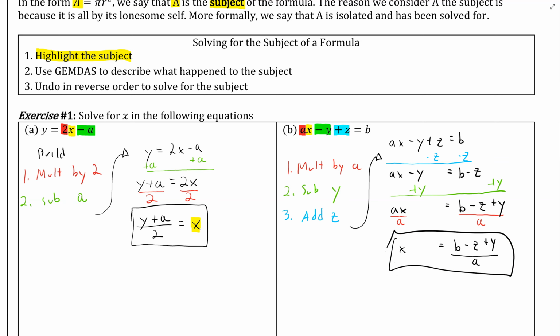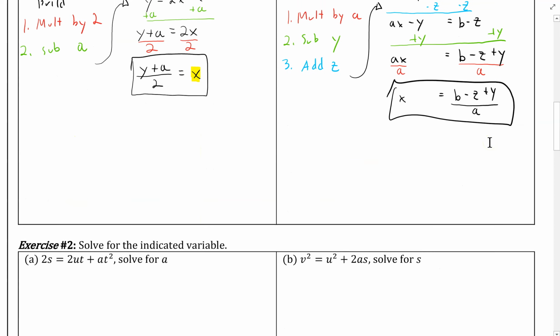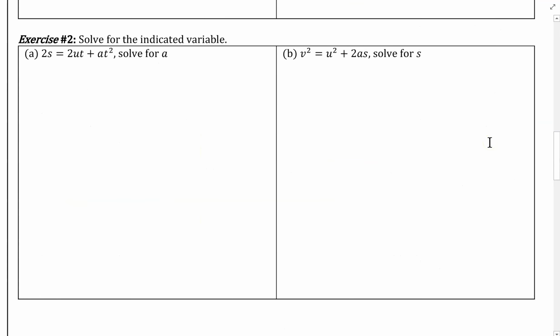So exercise 1, we were still solving for x, right? Because in the previous videos we've been solving for x, and I wanted to leave it like that to kind of transition. But every problem doesn't necessarily have to solve for x. In fact, we'll go ahead and move on to exercise 2. And in exercise 2, we are asked to solve for the indicated variable.